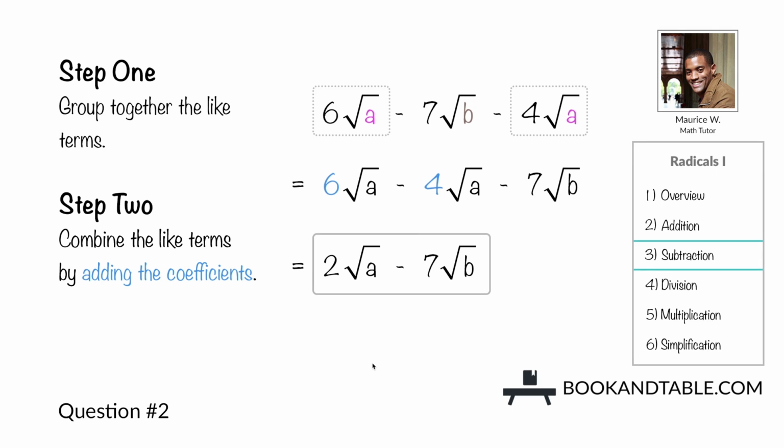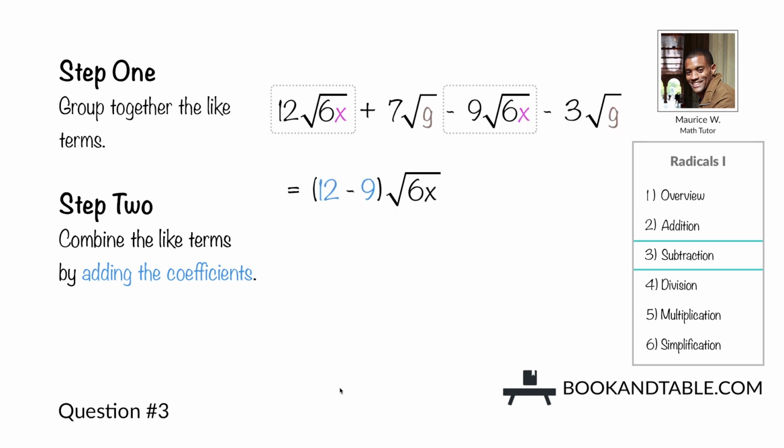Question number 2. Step 1, group together the like terms. So 6 radical a and negative 4 radical a have the same radicand, so we put those beside each other. So that's step 2. When we combine the like terms by adding the coefficients, we see that 6 minus 4 is equal to 2 with our radical a, so 2 radical a. And then that just leaves our third term with a different radicand b, negative 7 radical b. So the final answer to question number 2 is 2 radical a minus 7 radical b.